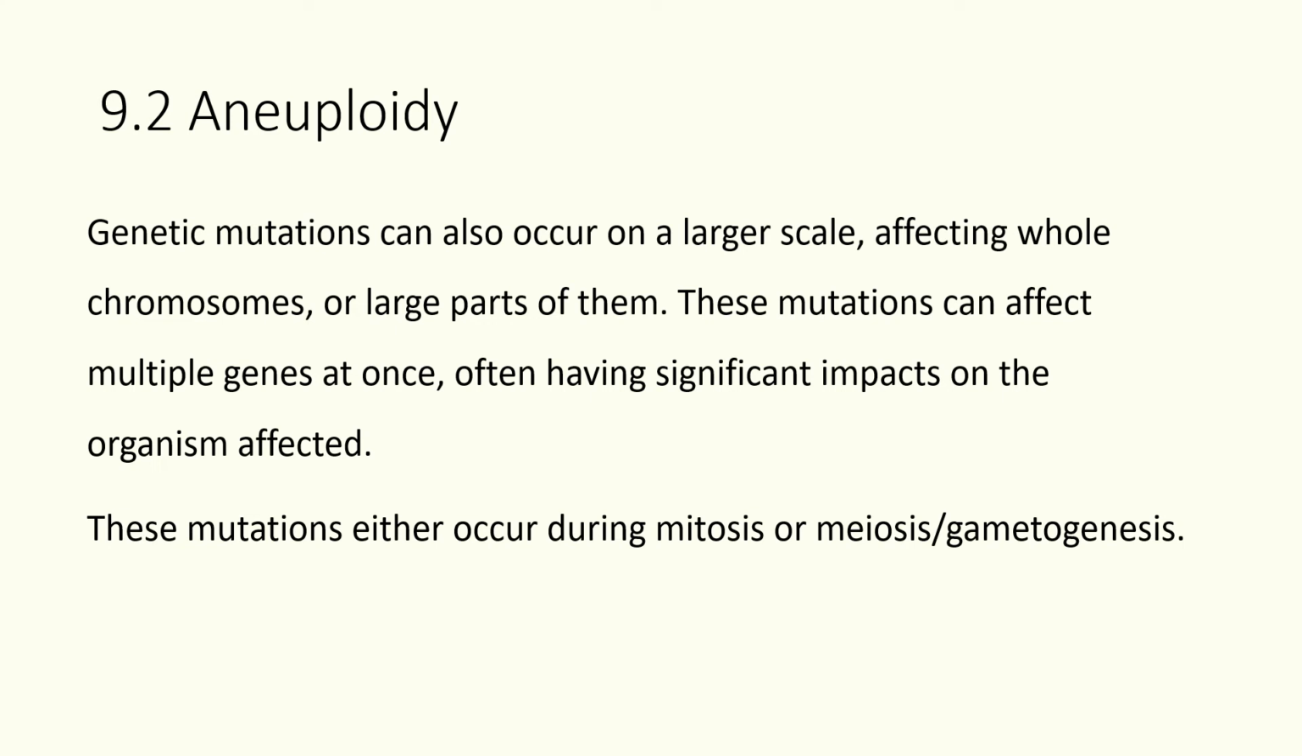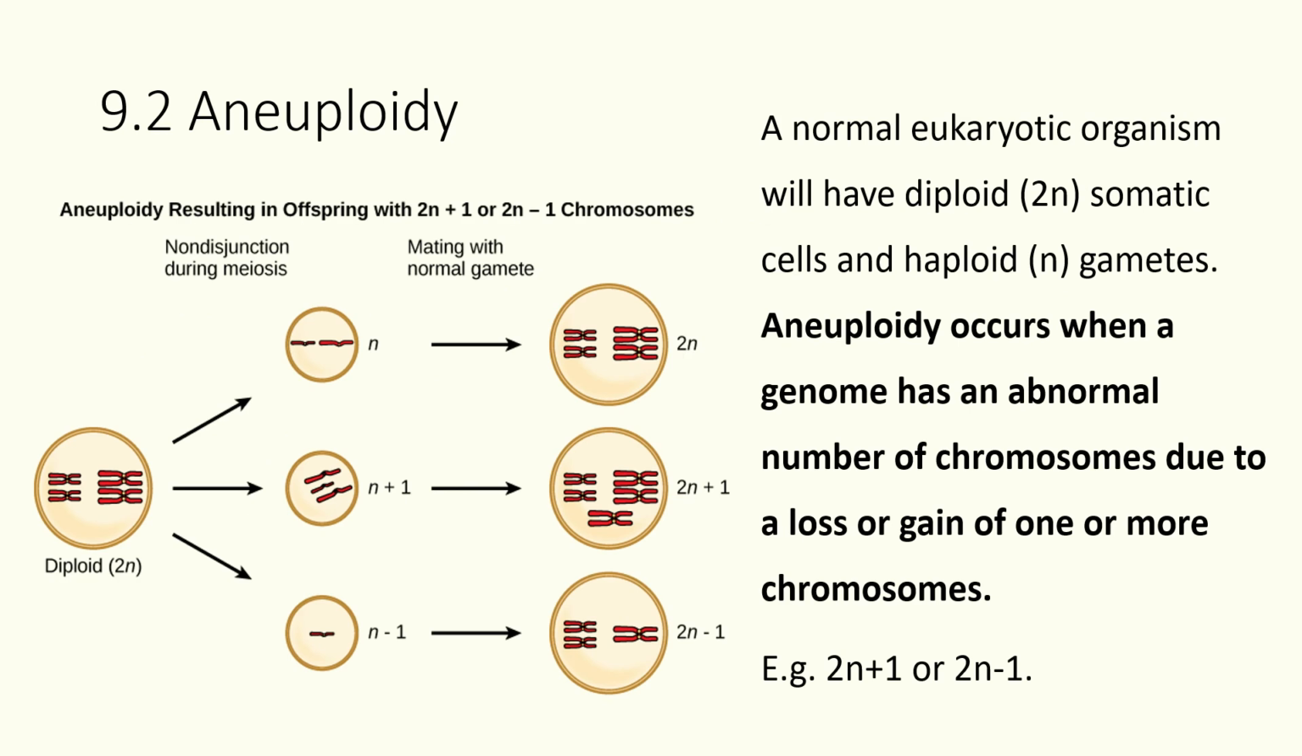So the result of this is not going to be just a single change, say in maybe a section of pigment on your skin, but we're looking at whole body systemic changes, and they're going to have significant impacts. These types of mutations, they're generally occurring during mitosis or in meiosis when we're making our gametes, and that's how these changes can be passed on to offspring.